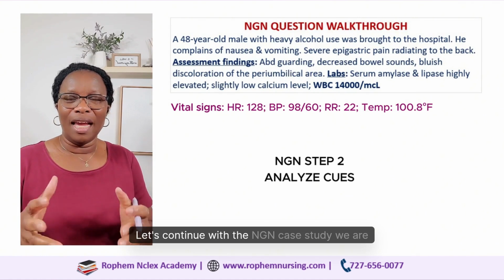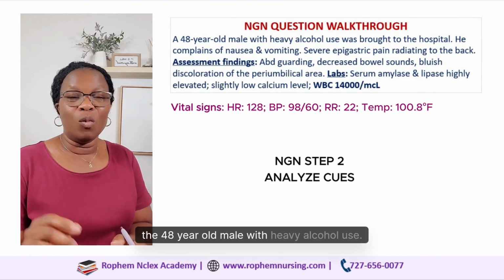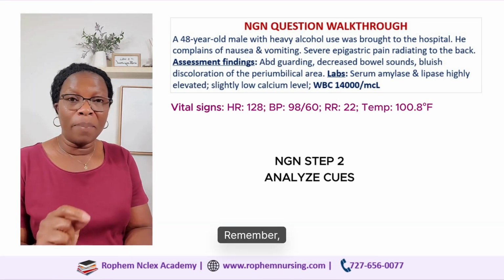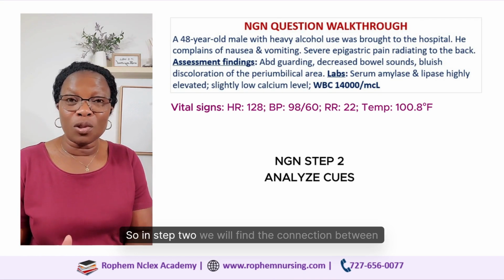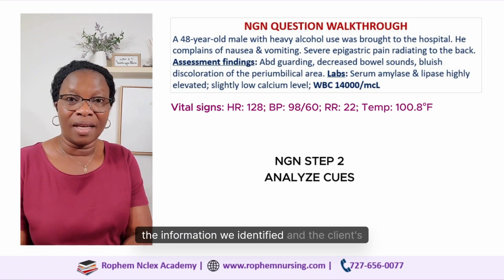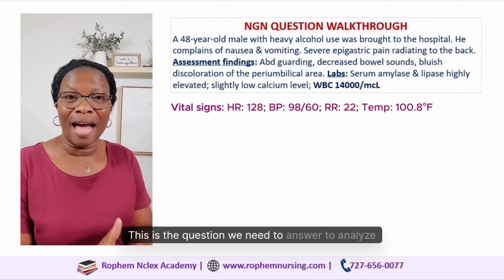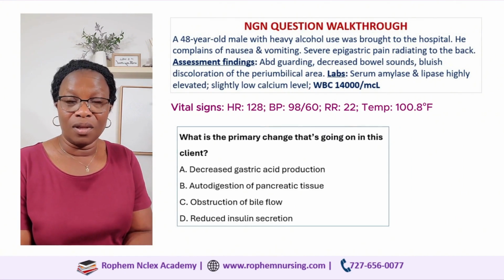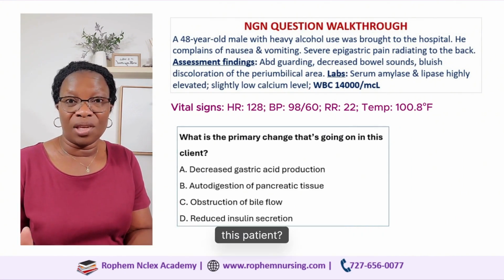Let's continue with the NGN case study we're working on. The 48-year-old male with heavy alcohol use. Remember, in step 1, we recognize cues. So in step 2, we will find the connection between the information we identified and the client's condition. This is the question we need to answer to analyze cues. What is the primary change that's going on with this patient?